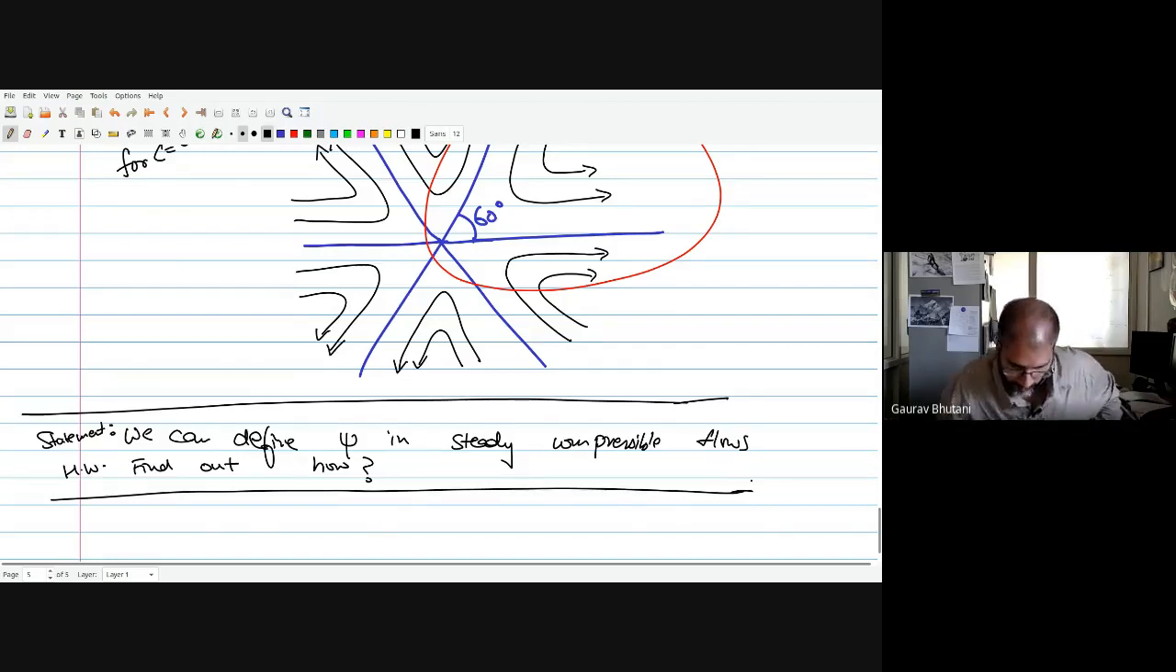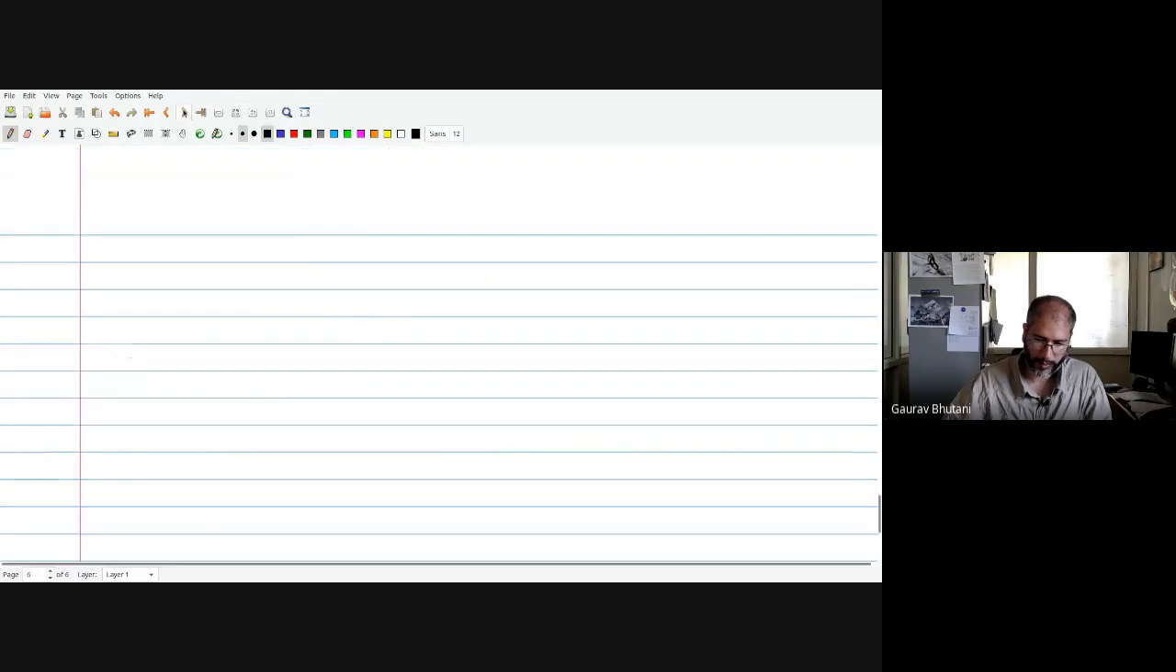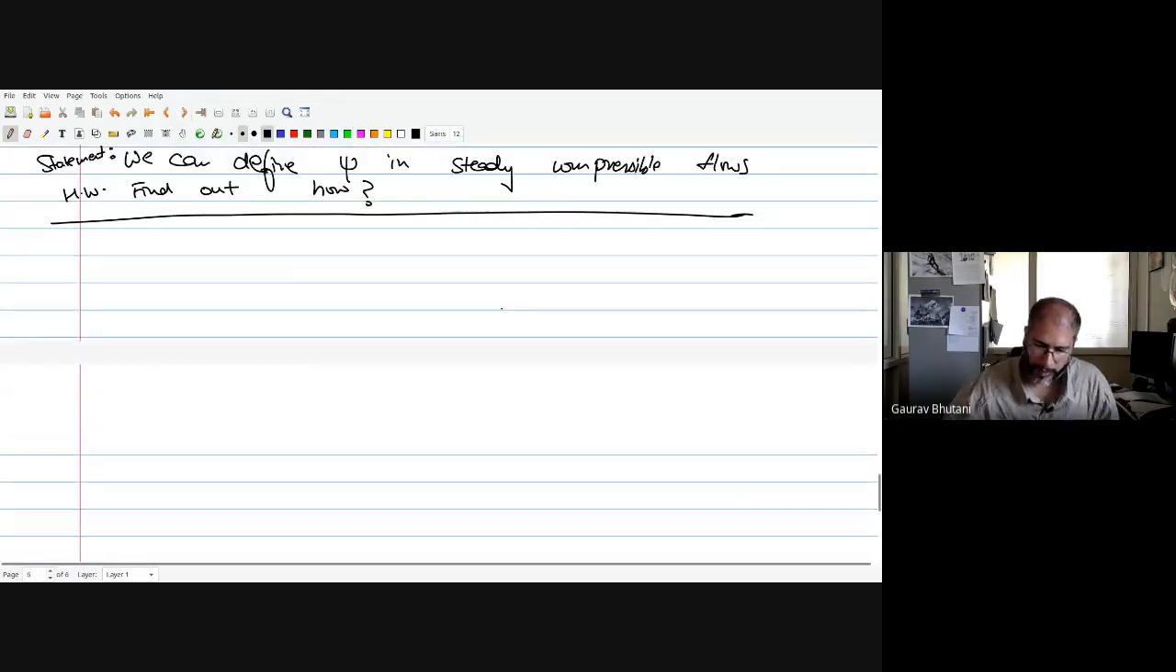So you have to think of how a stream function is defined and what sort of manipulation I can do mathematically so that I can also define a stream function for compressible flows, but which are steady, so that del rho by del t is not there. And what I'll do now is going to be a strong hint as to how to find this stream function.